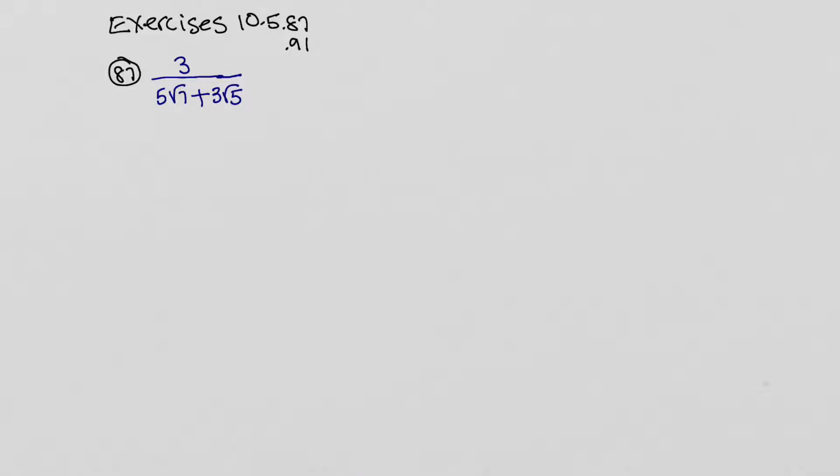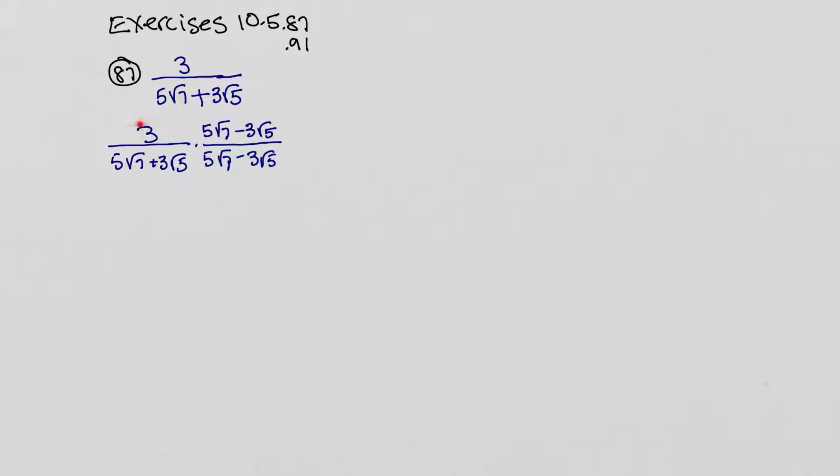Let's rationalize this denominator. Now we've got kind of a big one here, but we know what to do. We're just going to multiply the top and the bottom by the conjugate of this denominator. So we're going to have 3 over 5 square roots of 7 plus 3 square roots of 5 times, all right, the conjugate, 5 square roots of 7 minus 3 square roots of 5.